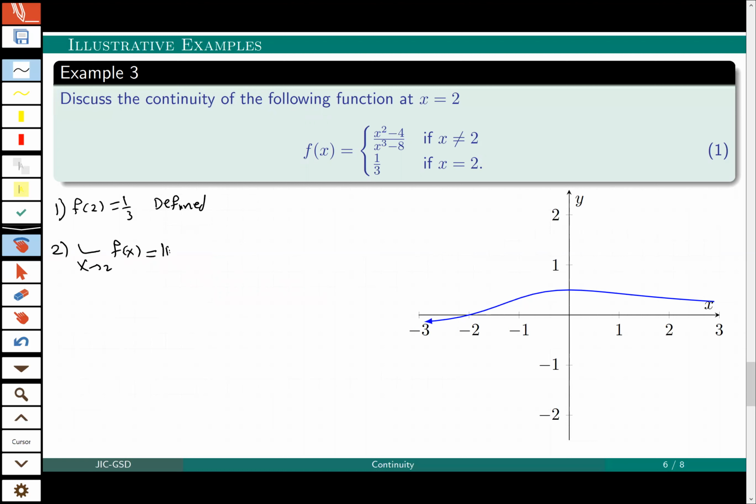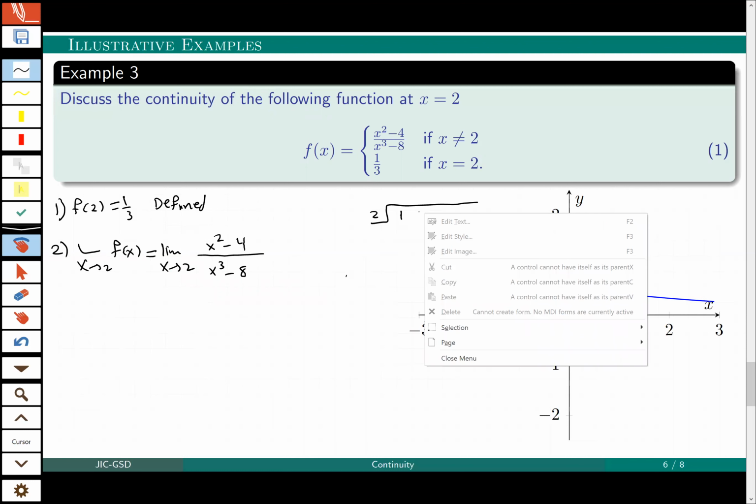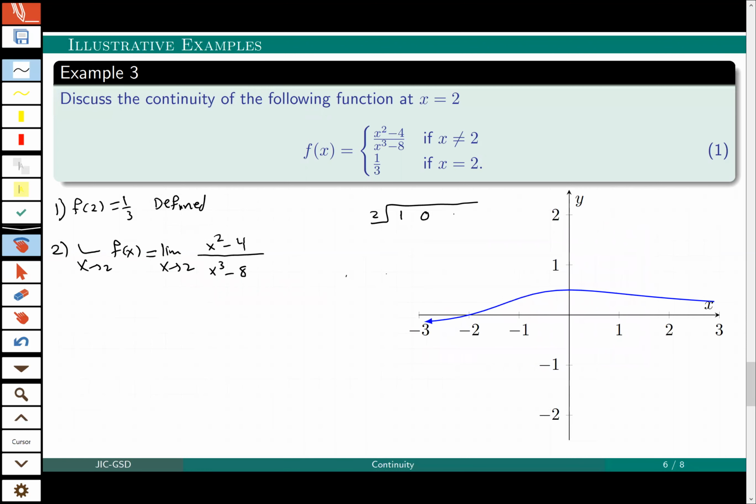Now I'll do it by the other method, just as practice, which is using synthetic division, x squared minus 4 divided by x cubed minus 8. Here we are dividing by 2. For the numerator, the coefficient of x squared is 1, then the coefficient of x is 0, and then the constant is minus 4. 1 plus 0 is 1. 2 times 1 is 2. 0 plus 2 is 2. And 2 times 2 is 4. So the remainder is 0.